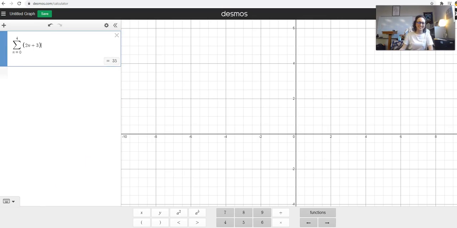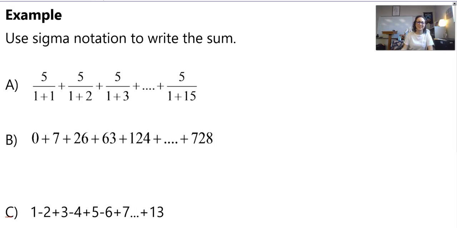there's my 35. First pause on the screen, go ahead and copy this example, parts A, B, and C. Hit continue when you're ready to do them together.